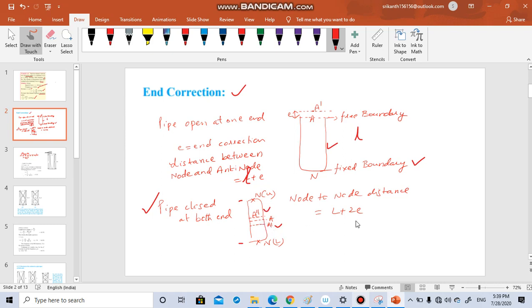So here how many end corrections are coming? So this will come actually 2 times. So here L plus 2E will be the capital L. We will see this.